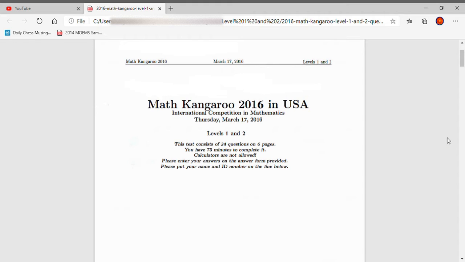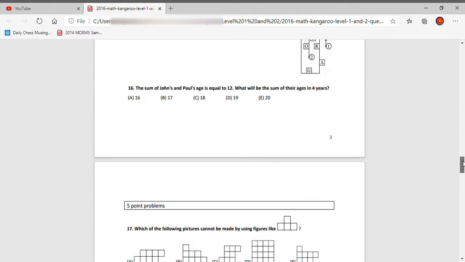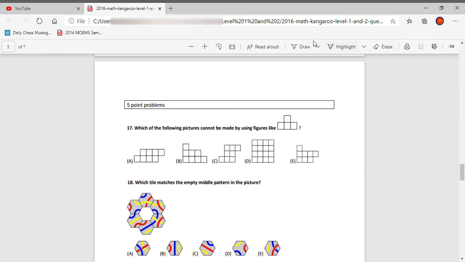For this video, I will be finishing up the Math Kangaroo 2016 in the USA for levels 1 and 2 by doing the 5-point problems. So let's start with number 17.